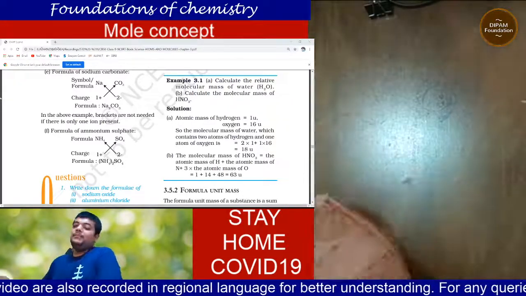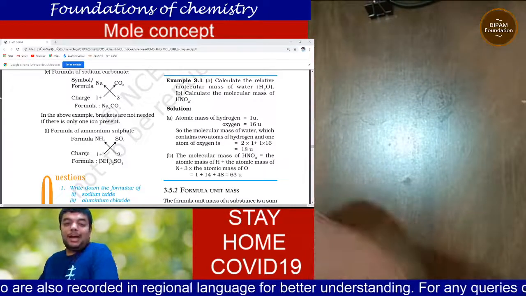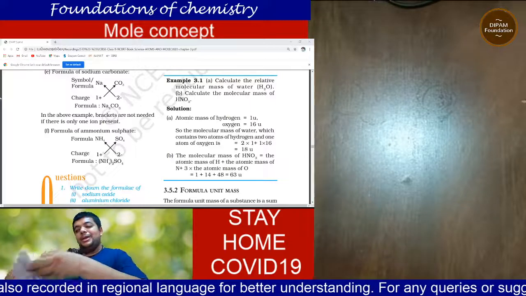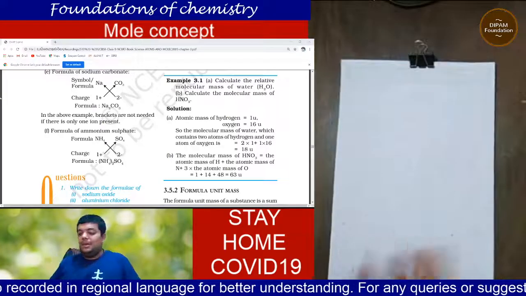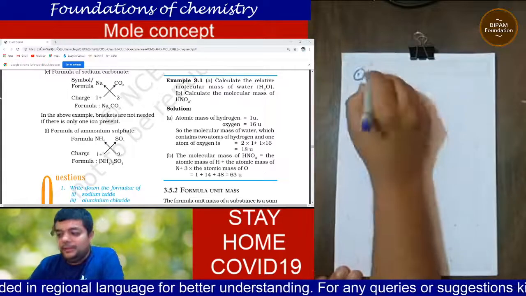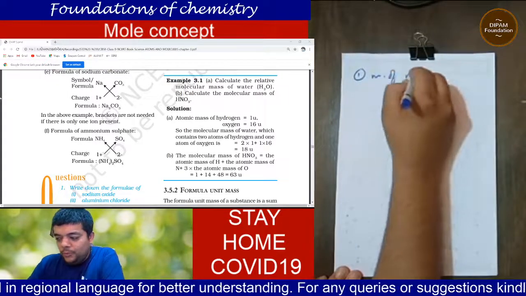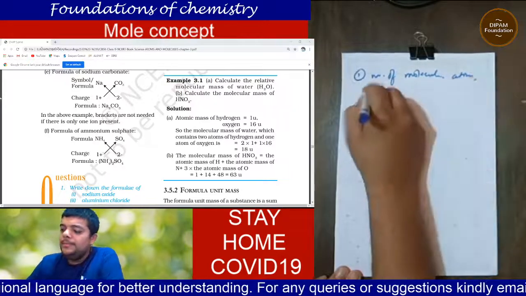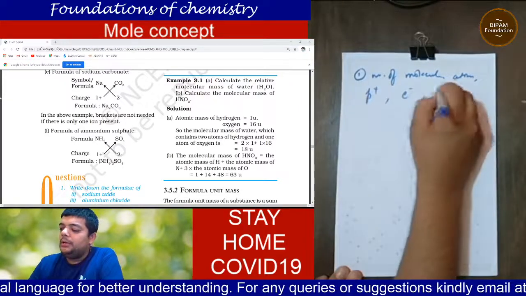But remember, if people give you 90 gram of water and ask you to calculate, nothing to worry. 90 divided by 18 into Na. So your answer will be 5 times Na. So I am giving you a few questions to solve. Kindly solve them. Calculate the number of molecules, atoms, protons, electrons and neutrons.